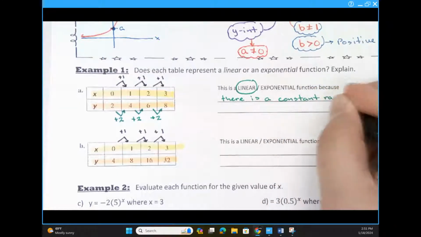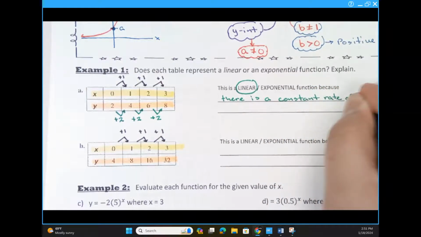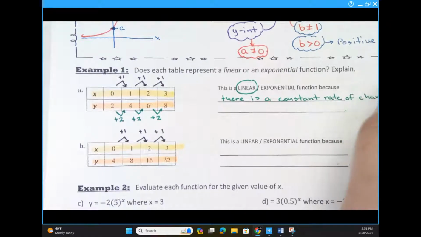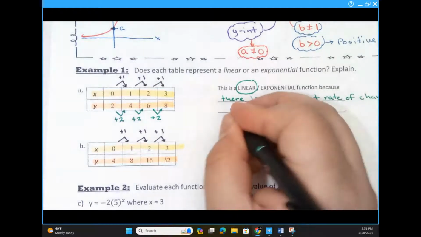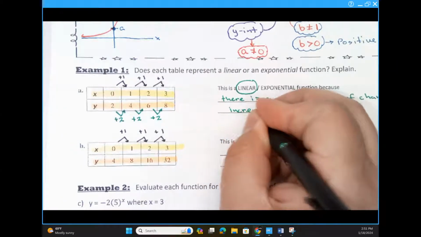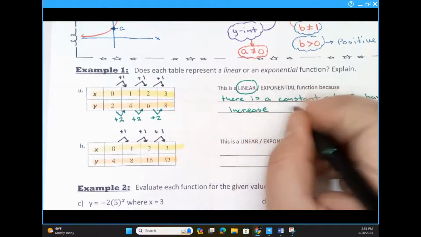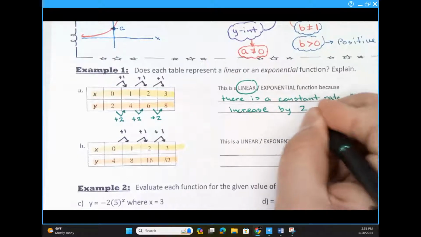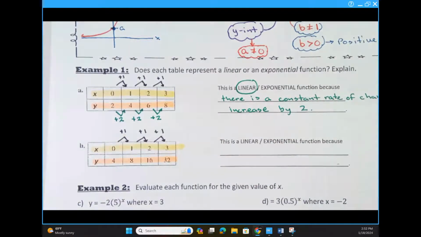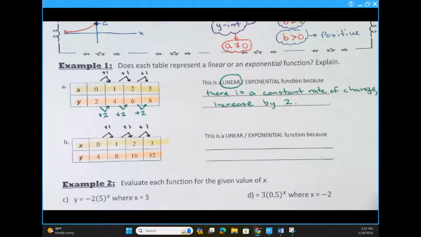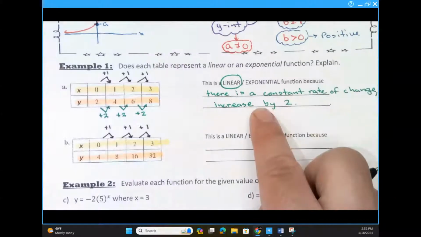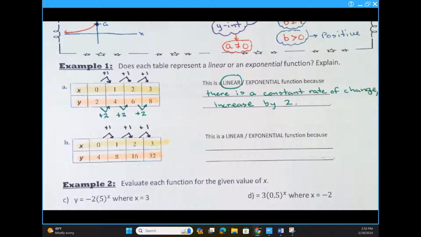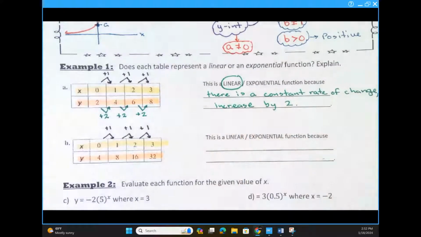Constant rate of change. By the way, we're basically saying it's got a slope. And the increase, because we're adding, it is an increase by 2. Now, in Big Ideas Math, they're going to have some of these questions like that. All you have to do is click on it. You're not even going to have to type it in. You're just going to click on things like this. But there it is. I'm done.